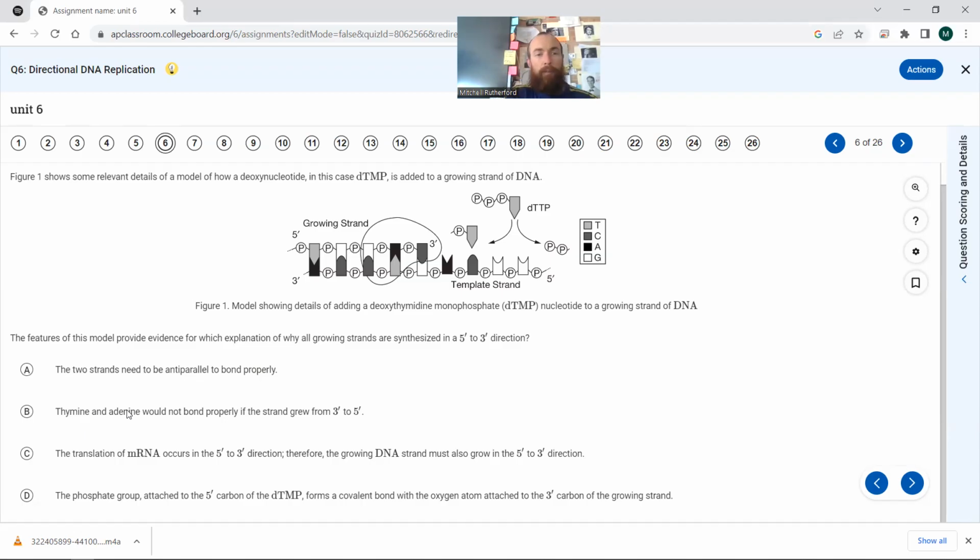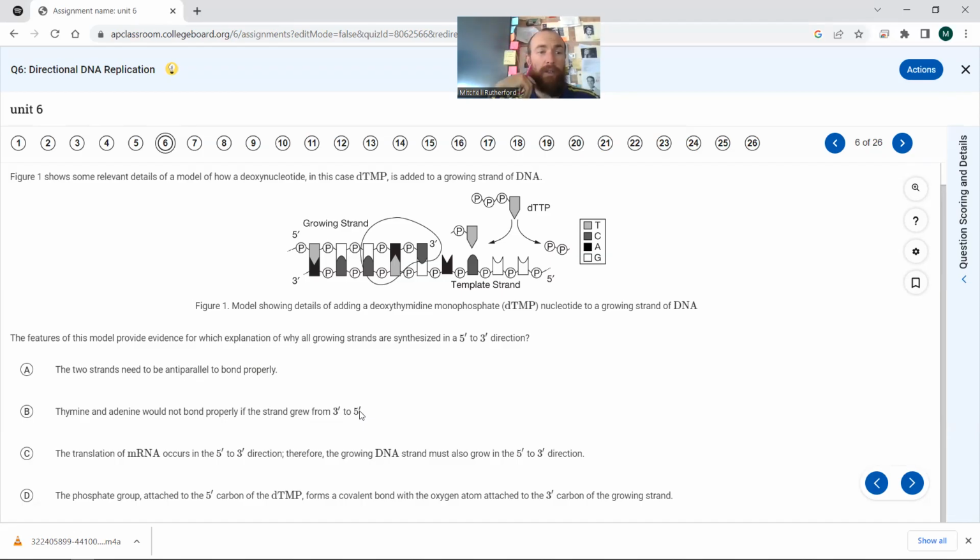Thymine and adenine would not bond properly if the strand grew from 3 to 5. Maybe. I know that the other stuff wouldn't really work. Possibly that's the case, that they have to line up like that, and if they're going like that, it's just not going to work, but your thumbs go together really nicely like that. Possibly that's good. We'll see if there's something better because A and B are okay.